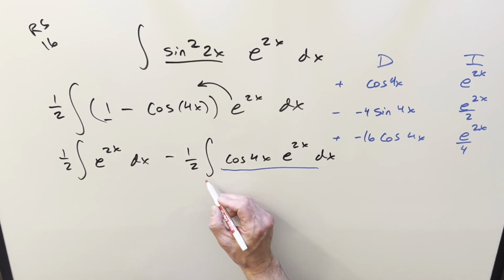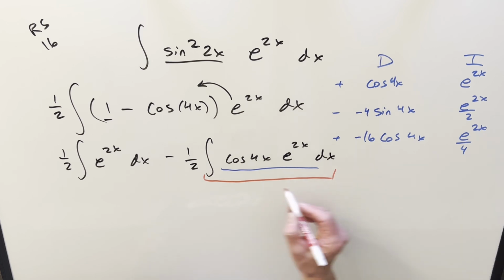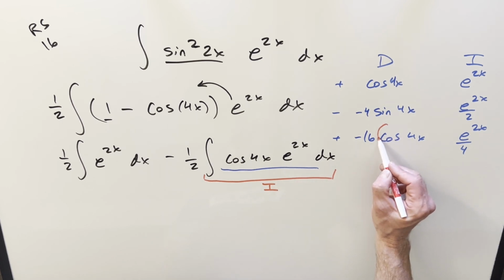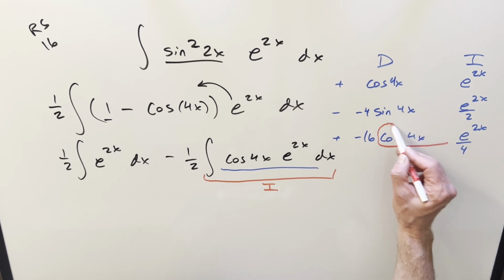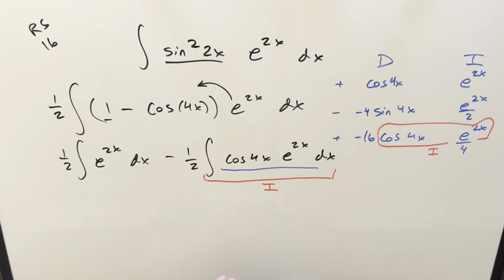I think what we can do is let's put a label on this one right here, because it's going to match this. So we'll call this thing I. And so we have, with some constants on it, of course, this thing here is also going to be I.